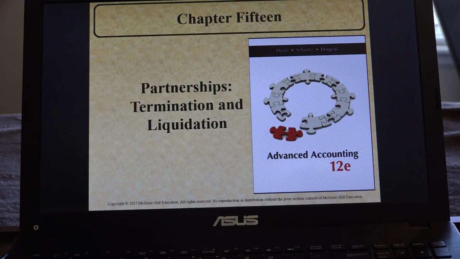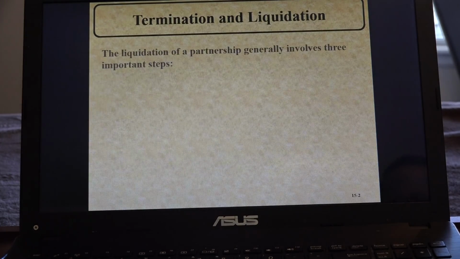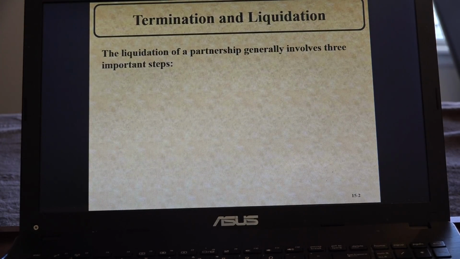All right, so next we want to talk about the termination of a partnership as well as liquidation of the partnership. All right, so liquidation normally requires 3 steps.